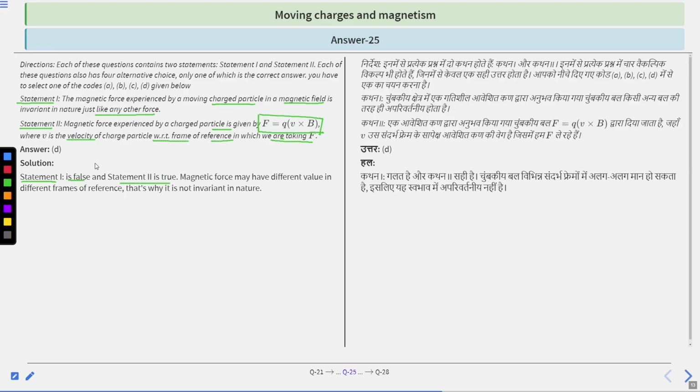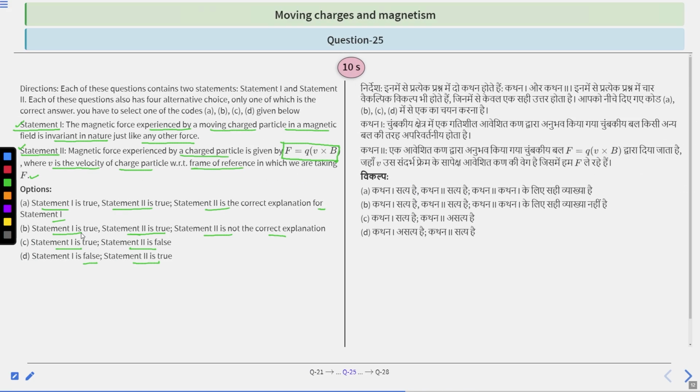Clear? We already learned in the previous question that F is equal to q v cross B, where F is the magnetic force, q is the charge of the particle, v is the velocity and B is the magnetic field, and F is perpendicular to these. Clear? So the magnetic force may have a different value in a different frame of reference. That's why it is not invariant in nature. Clear? So this is the main reason. So the correct answer is D. Statement first is false and statement second is true.